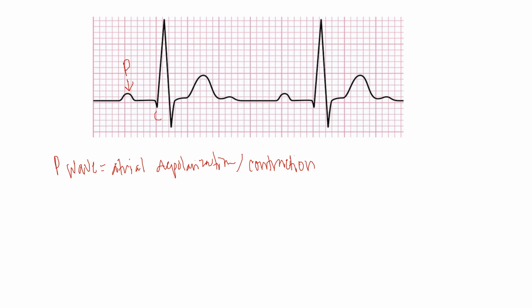The next one we have here is our QRS. So our QRS complex represents ventricular depolarization. So now the ventricles are contracting. So we want to see a P wave before every QRS. And that should make sense to you in your mind because our atria contract and then our ventricles contract.